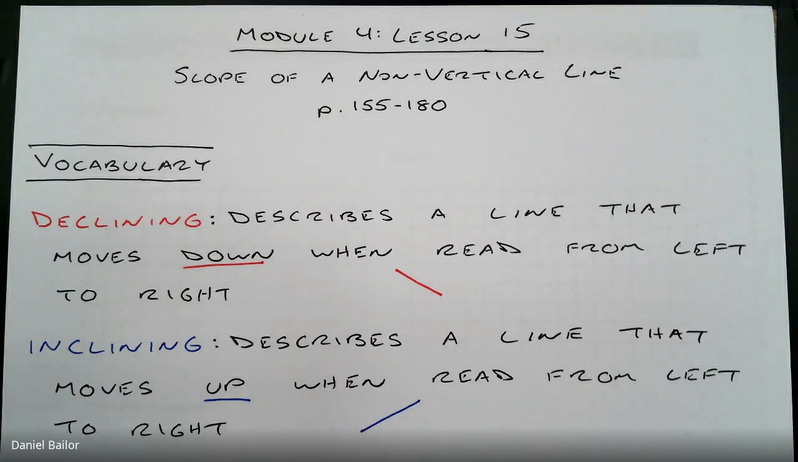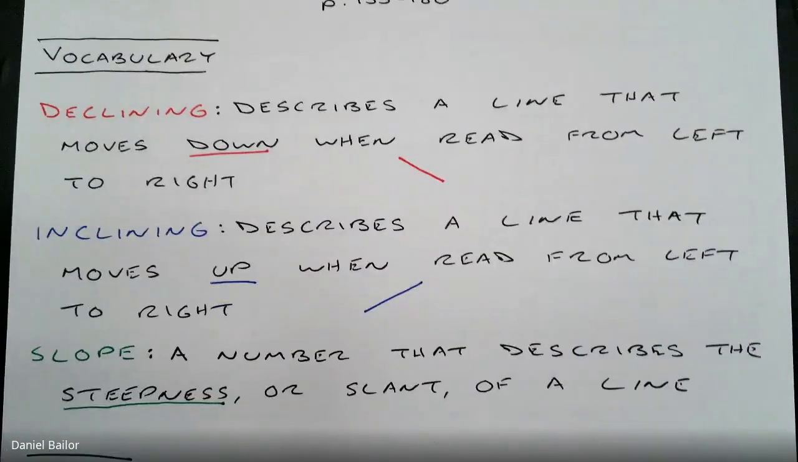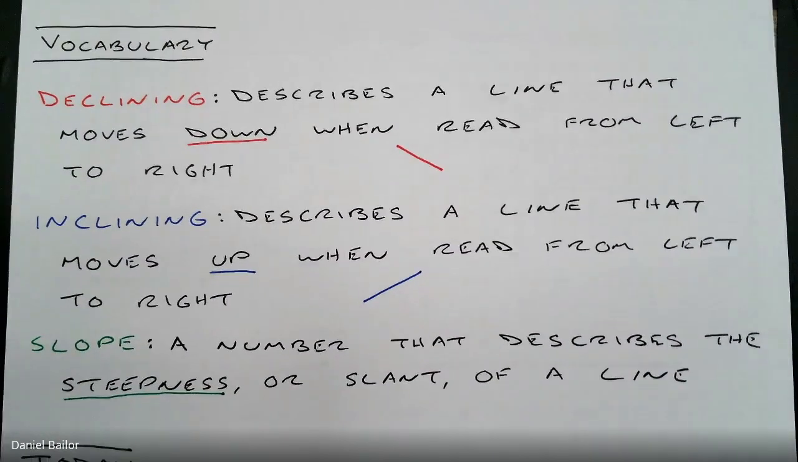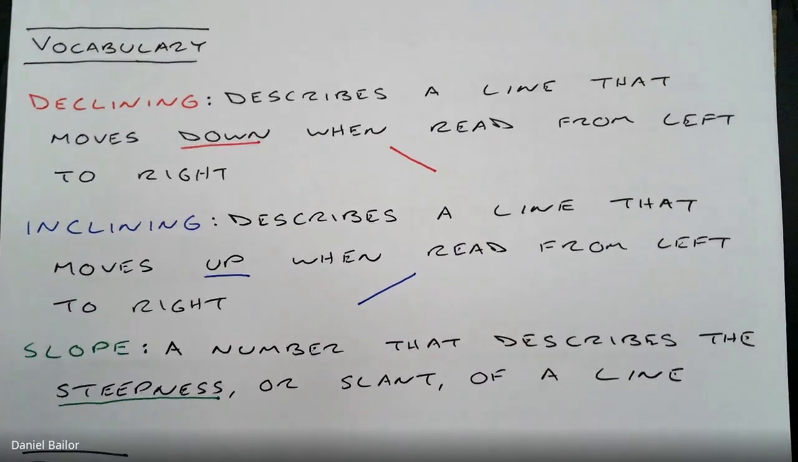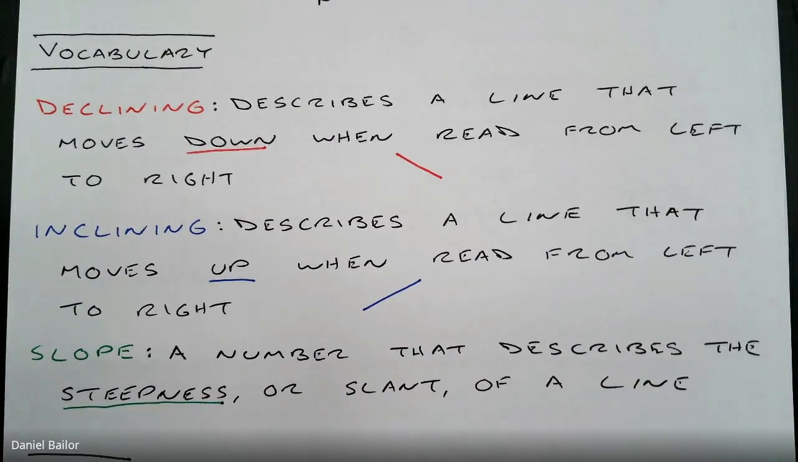But let's start with the vocabulary. There are 3 vocabulary terms for this lesson that you need to know about slope. All 3 of them are connected to slope of a line. It's not surprising that one of the words is slope. So we have 3 words: declining, inclining, and slope.